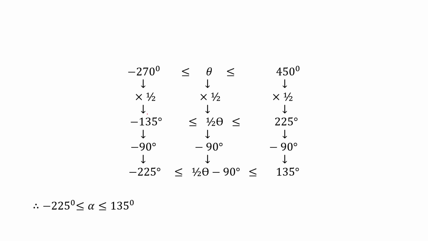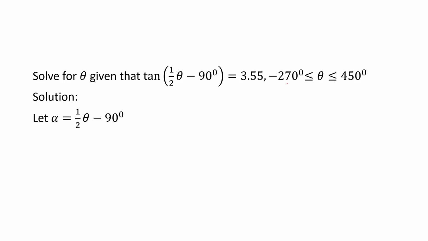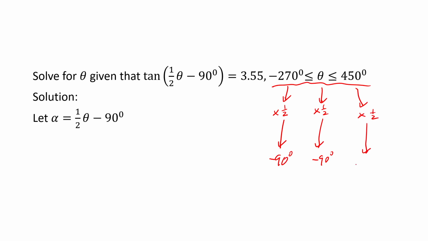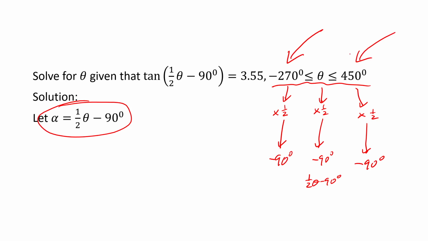And then what we're going to do, you see this original domain given here. We're going to multiply everything by 1/2, and then we're also going to subtract 90 degrees. And we're going to do it to everything. Now, when we do it to the negative 270 and the 450, we're going to get new numbers. When we do it to the theta in the middle, what we're going to get is 1/2 theta minus 90 degrees. But that is alpha. So we're going to have a new number on the left and a new number on the right and a new variable in the middle, and we're then going to be able to solve our equation.